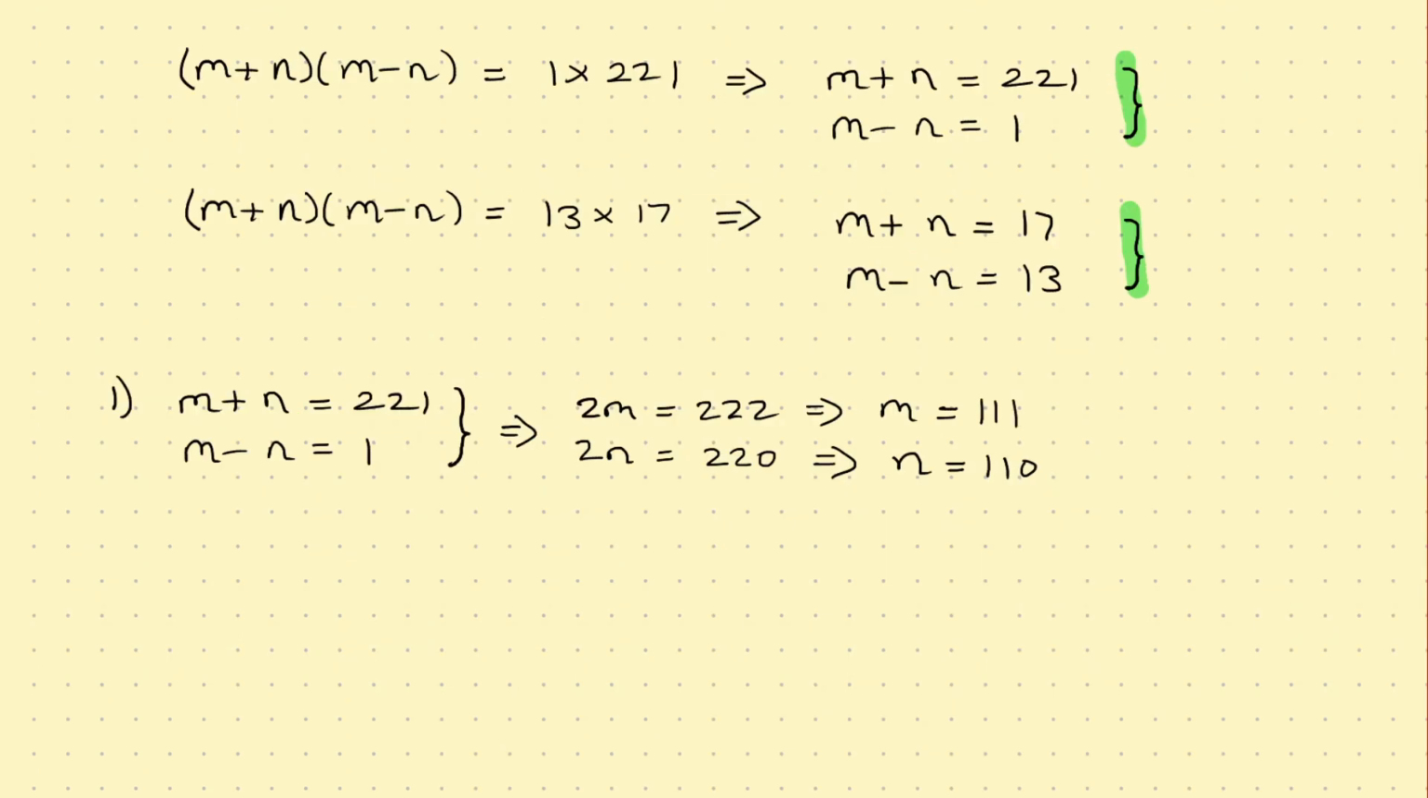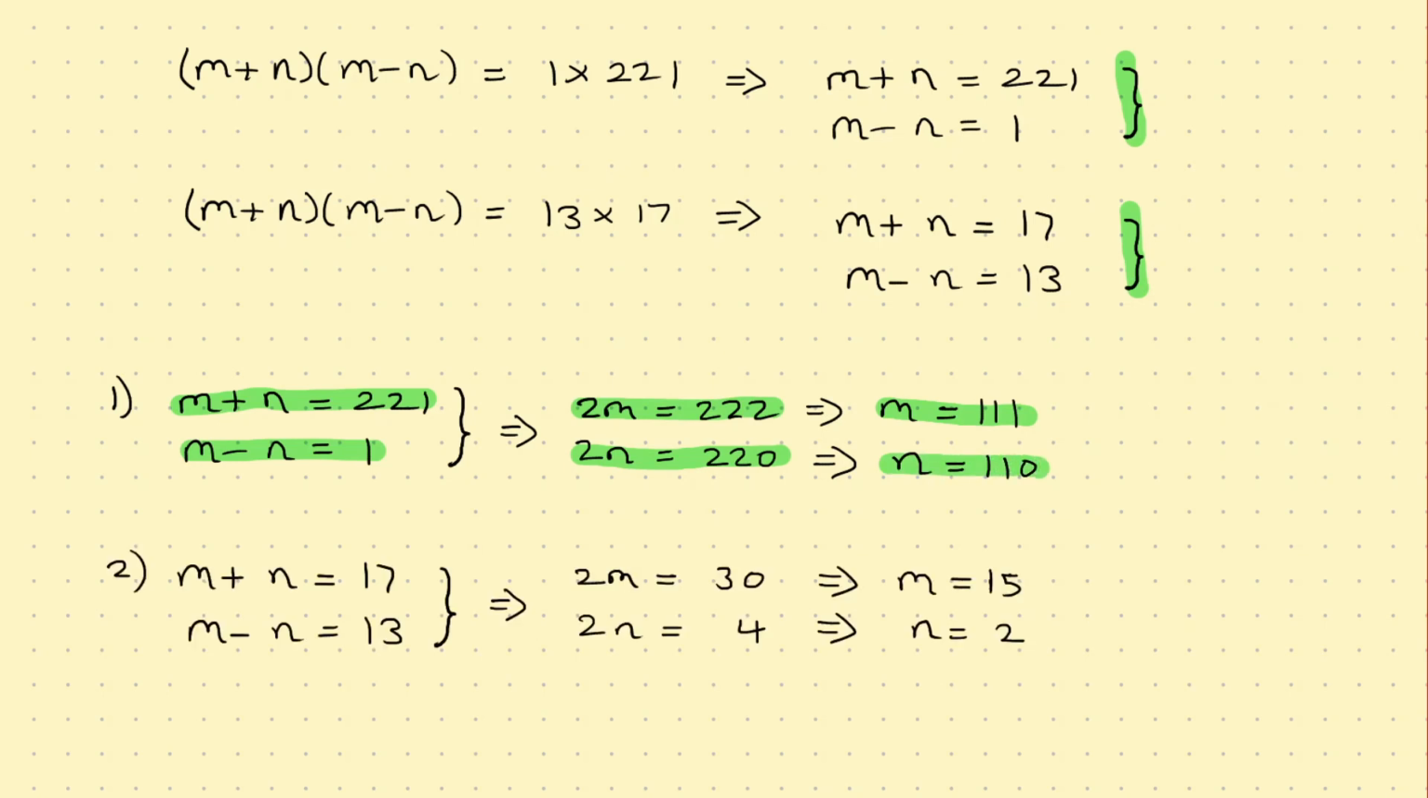So in the first case, m plus n equals 221, m minus n equals 1, and adding we get 2m equals 222, so m equals 111. Subtracting, we get 2n equals 220, so n equals 110.